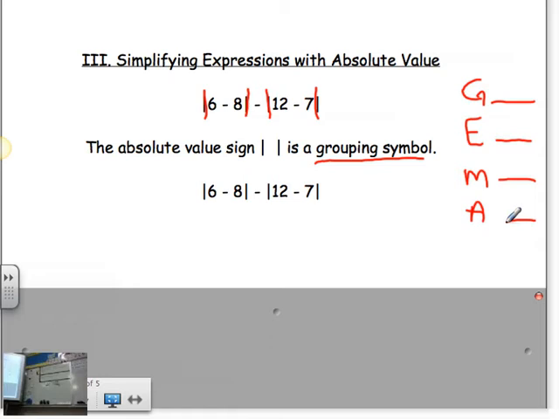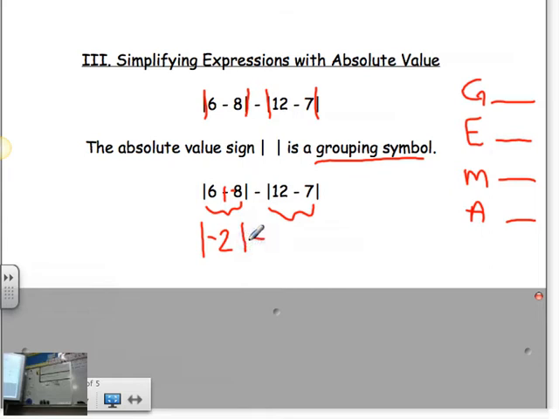If I'm looking at this expression, I'm going to do first what's inside the grouping symbols. I have 6 minus 8, and I have 12 minus 7. If I have 6 minus 8, I need to remember my rules for integers. I'll kill subtraction first. That's 6 plus -8. Since I'm adding two numbers with different signs, I subtract the numbers. 8 minus 6 is 2. And since the negative is bigger, it becomes -2. But I still need to find the absolute value of that number.